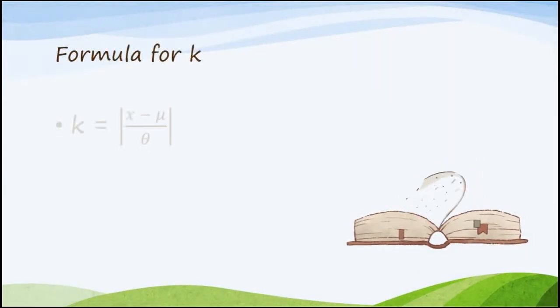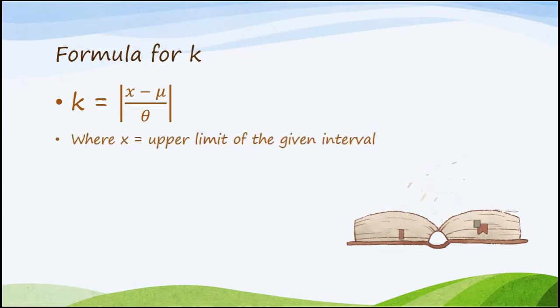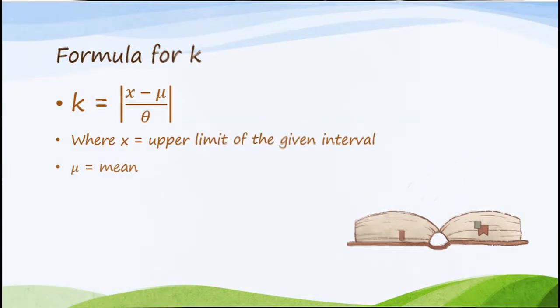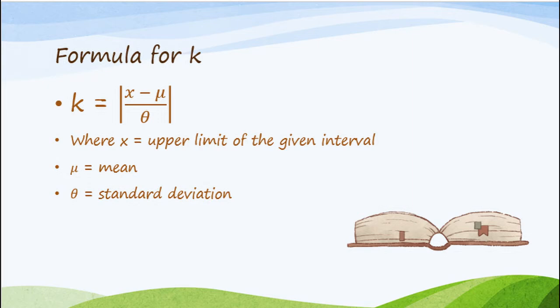Formula for k. k is equal to the absolute value of x minus mu over theta, where x is the upper limit of the given interval, mu is the mean, and theta is the standard deviation.